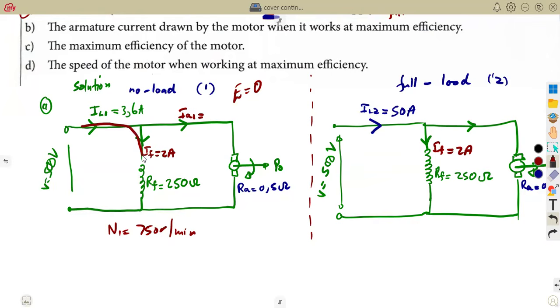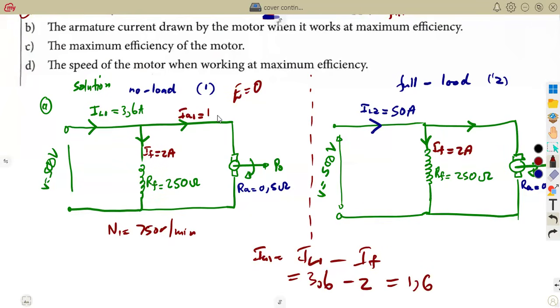This is giving these two. So we are going to simply have the difference. So armature current 1 is simply load current 1 minus IF. The difference, guys, your Kirchhoff's law, 3.6 minus 2, which is 1.6. So that's 1.6 amps.